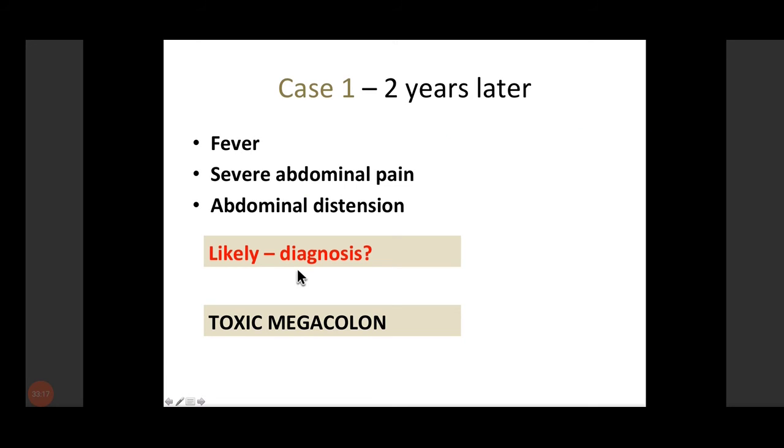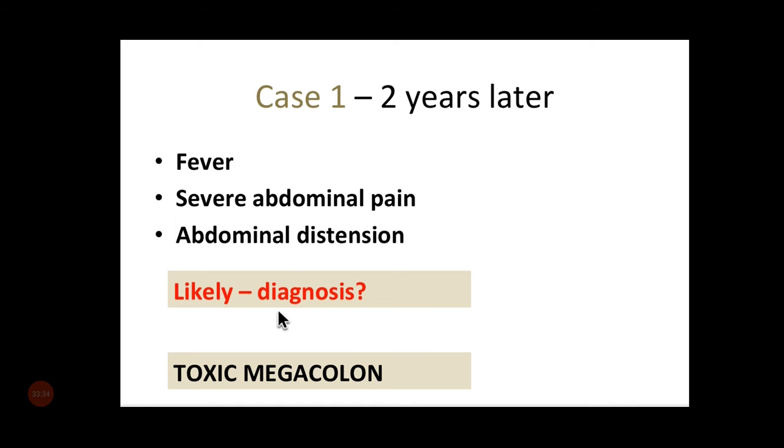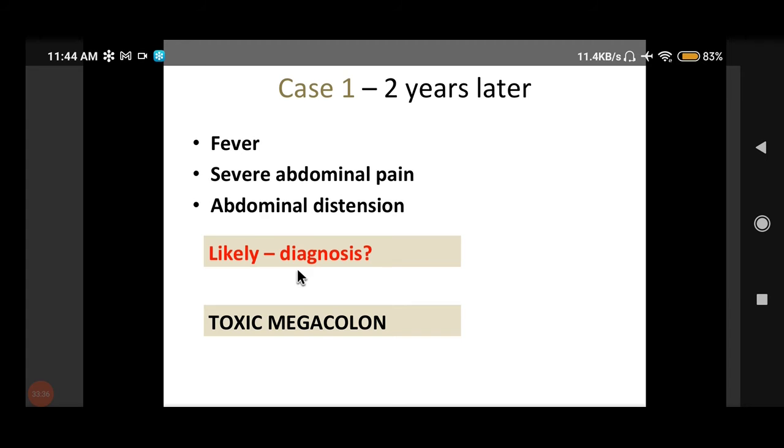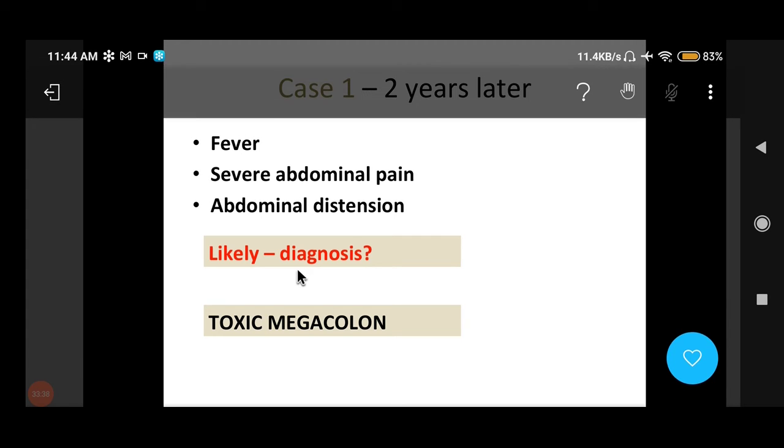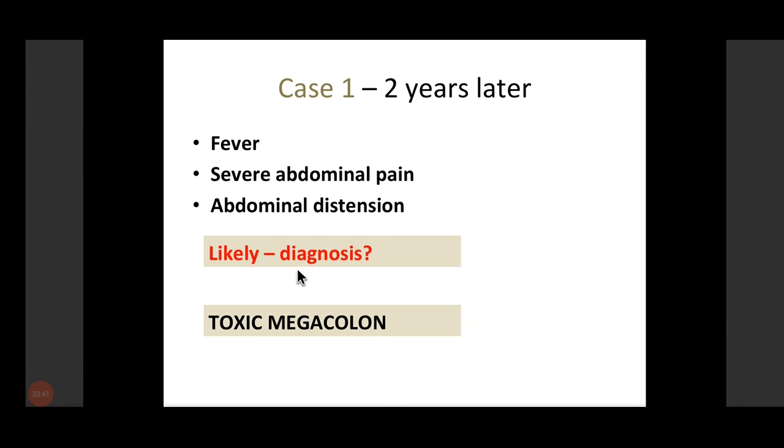Now, 2 years later, what happens to this patient? The patient developed fever, severe abdominal pain and abdominal distension. So let's go back to that first case where I showed you the colonoscopy and the biopsy. In between, the resection specimen I showed you is a different case, just to complete the picture. Now that first case where you saw the biopsy, 2 years later after treatment also the patient develops fever, severe abdominal pain and distension. And here the likely diagnosis is toxic megacolon.